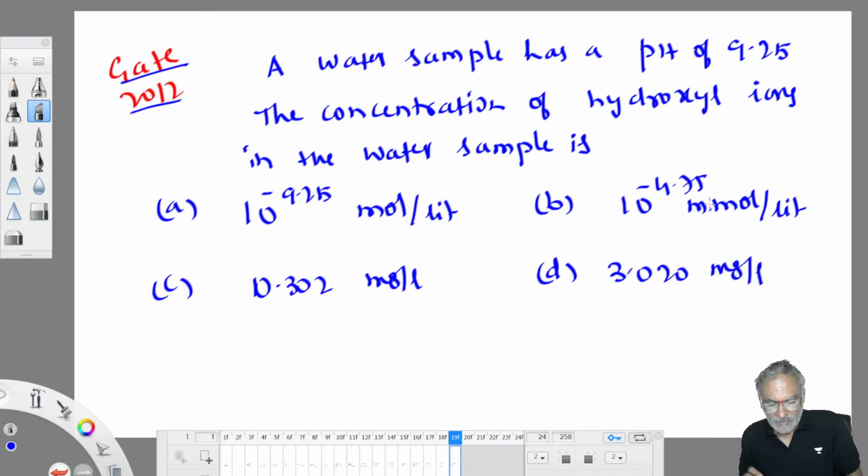Like this he has given. So only one option is right. Which option is right? Come on, find out, guys. Which is right? Similar lines to the last problem. pH is given. You have been asked to find out the OH minus ion concentration.